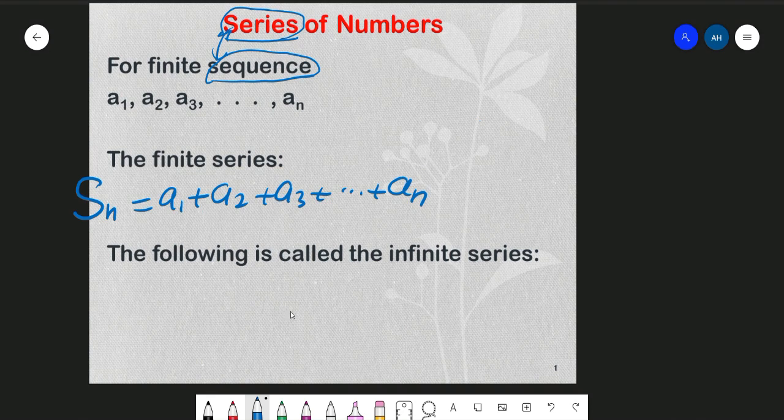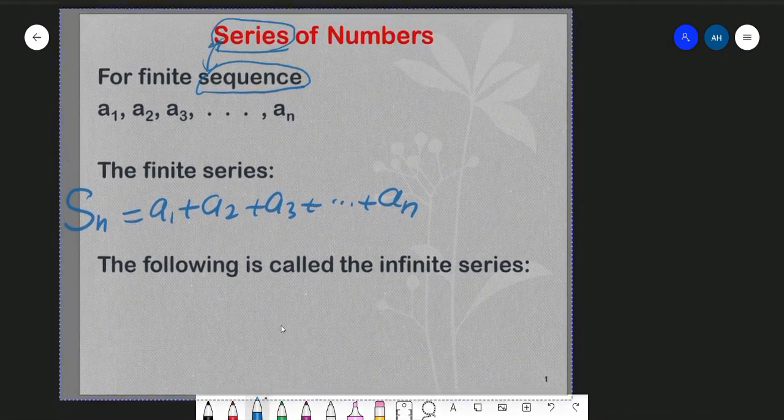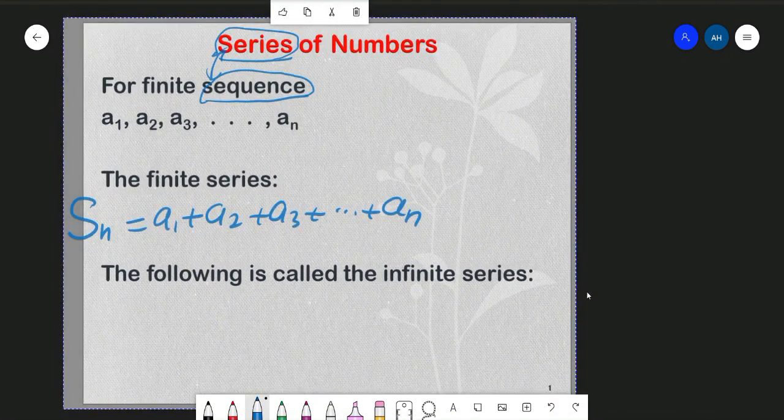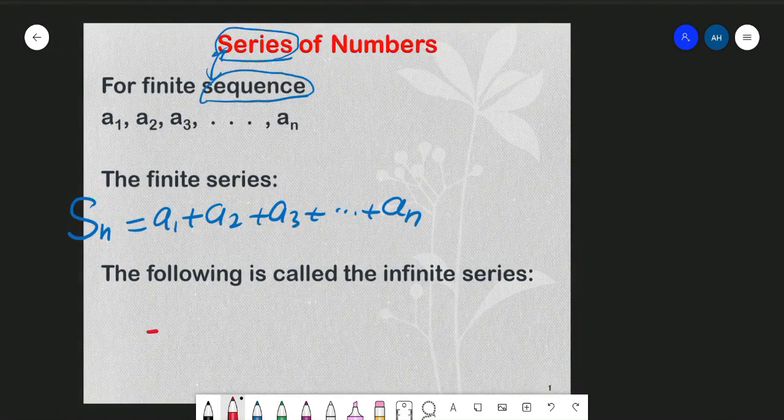Now, we also have what we call an infinite series. It's almost the same except that the terms continue forever, up to infinity. So it's almost the same except that the terms never terminate. So we have A1 plus A2 plus A3 plus dot dot dot plus up to An, and also we are adding some other numbers up to infinity.